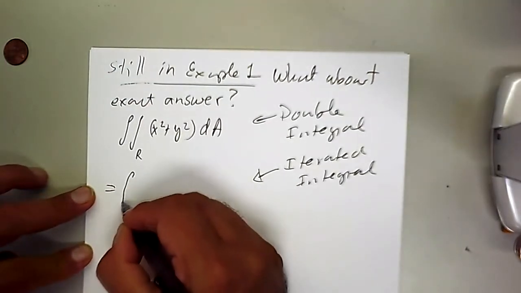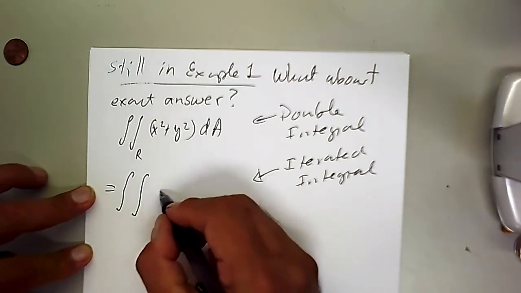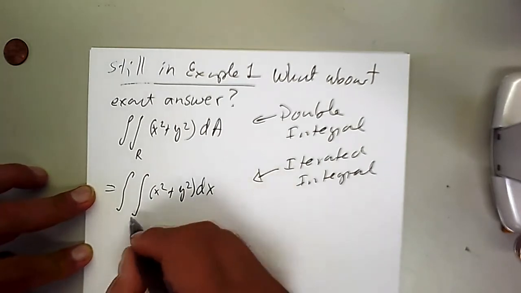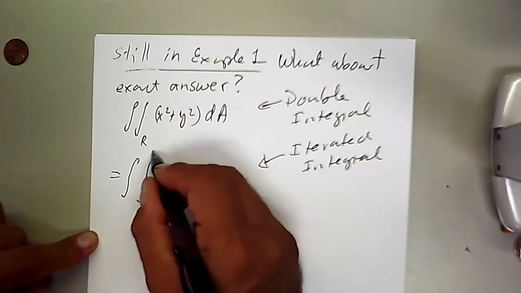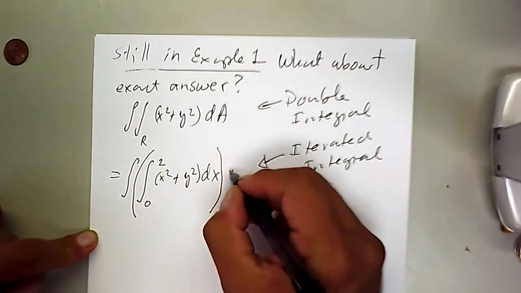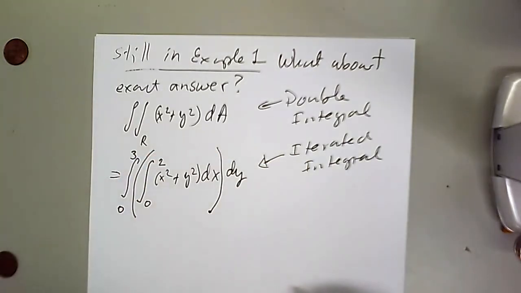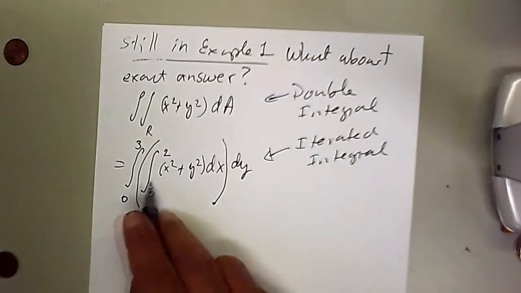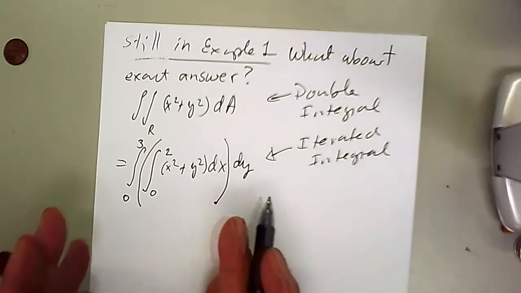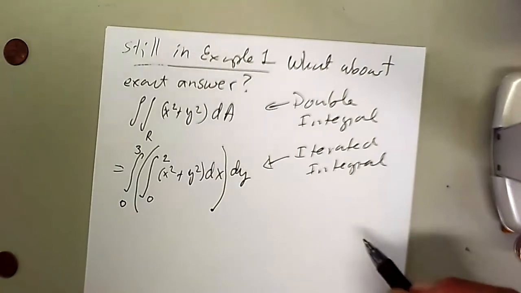The iterated integral is the integral of the integral of x squared plus y squared dx as x goes from 0 to 2. And then once we do that, we're going to integrate that answer with respect to y as y goes from 0 to 3. That's what is called an iterated integral. We usually don't write it this way with the parentheses, but I want to emphasize that we have a nested integral inside of another integral, hence iterated.